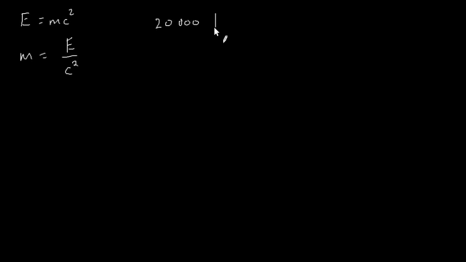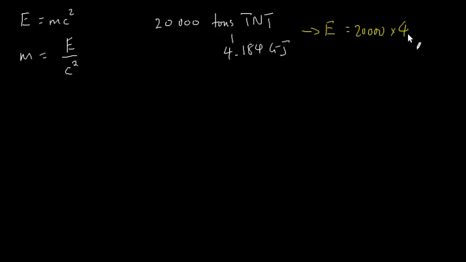20,000 tons TNT equivalent, and for 1 ton of TNT it's 4.184 gigajoule. So therefore the corresponding energy should be equal to 20,000 times 4.184 times giga, which is 10 to the power of 9 joules.